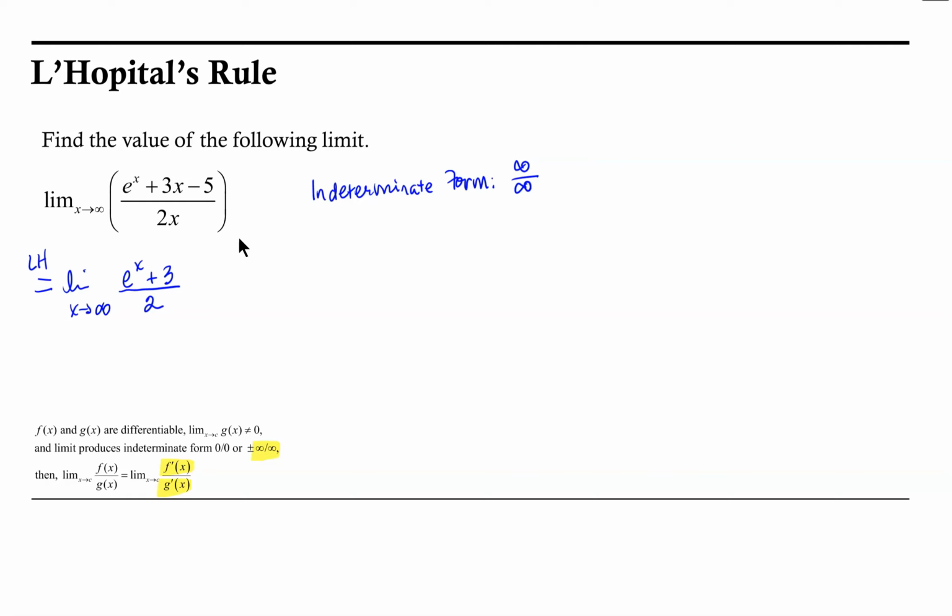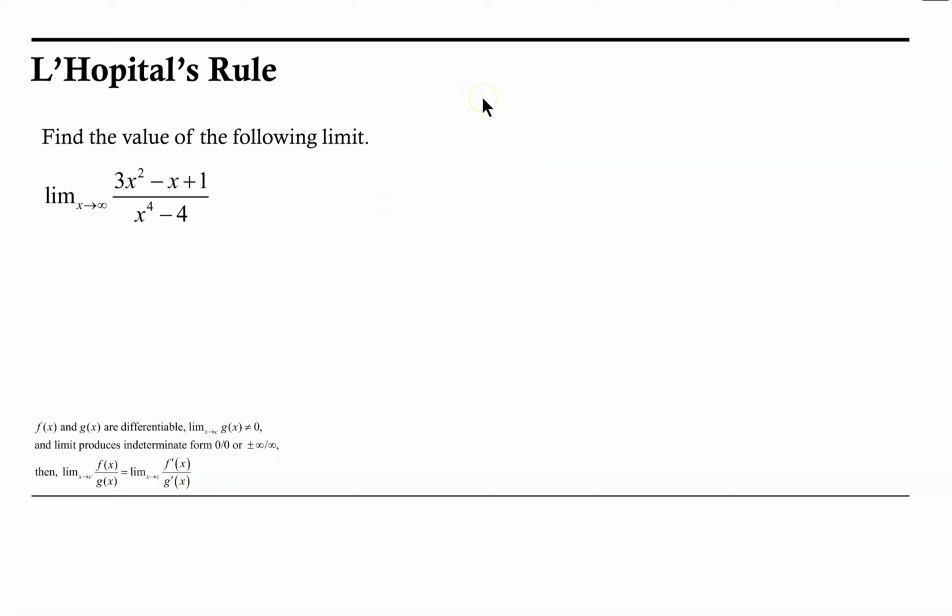So what does this give us? Well, in the numerator, as x approaches infinity, e to the x will approach infinity, plus 3, the numerator will still approach infinity, but my denominator is simply 2. So something that grows without bound, divided by 2, will still grow without bound, which means that this limit is infinity. Let's take a look at a second example.